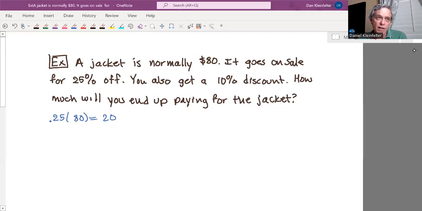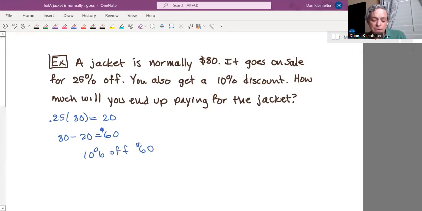That's a quarter of it, right? A quarter of 80 would be 20. This is how much you're going to save. So then we'll take 80 minus the 20, giving $60. Okay, that's the price that just anybody would pay with it being on sale. But now, because you're an employee, let's say, you get an additional 10% off. So now we're going to take 10% off of the $60. Okay, 10% of 60 is $6.